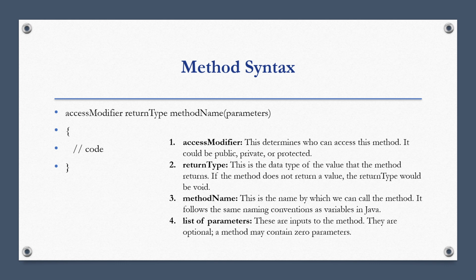Return type is the data type of the value that the method returns. If the method does not return a value, the return type would be void. Method name is the name by which we can call the method. It follows the same naming convention as variables in Java. The list of parameters are the inputs to the method. They are optional. A method may contain 0 parameters also.